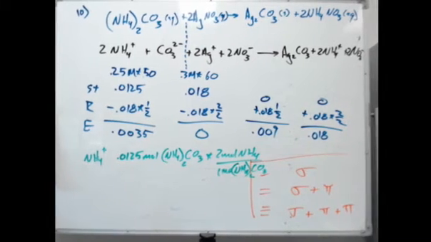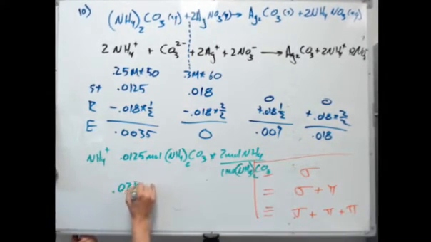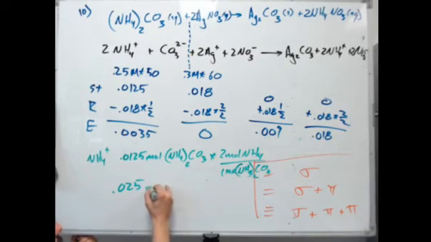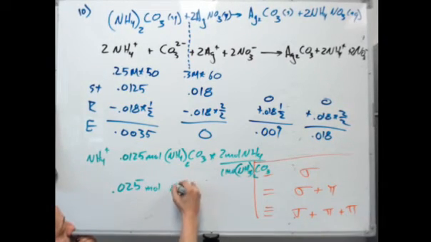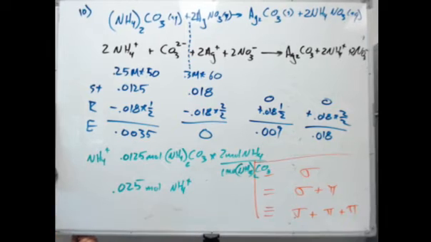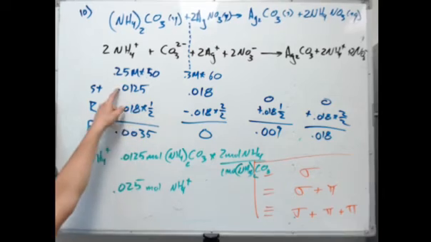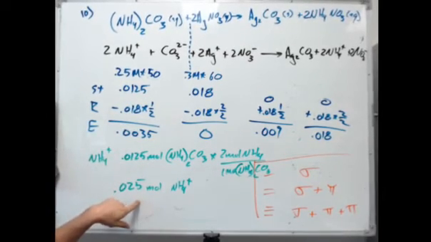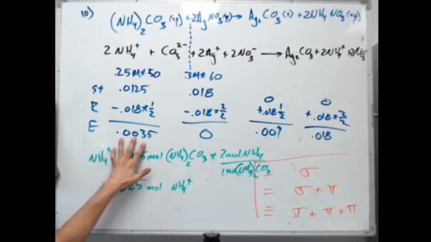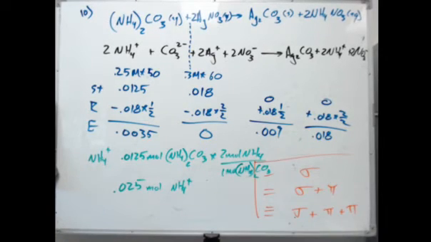So that means I should have 0.025 moles of NH4 plus at the start and at the end, since it's a spectator. 0.0125 times 2 is 0.025, and 0.0035 times 2 plus 0.018 is also 0.025. Okay. So it does work out as long as you don't forget your mole ratios. So the concentration of each ion is just those numbers up there times 2.